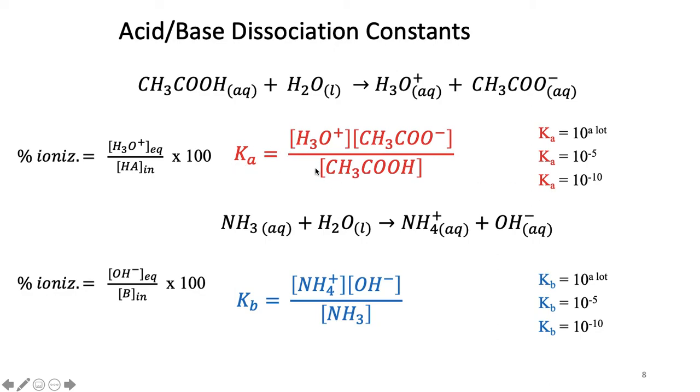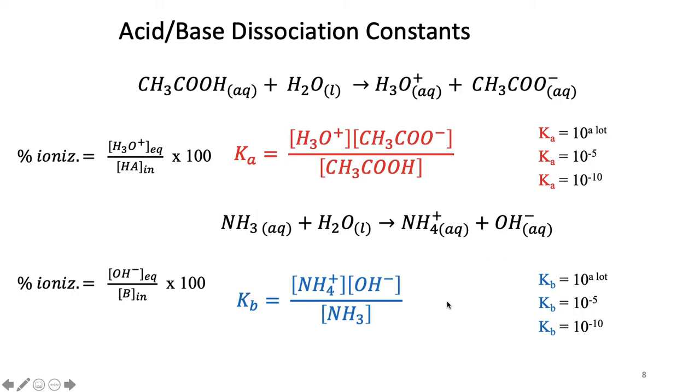And we talked about why that is. So you have a small number divided by a large number, which gives you a small Ka. That means the only way to have that is if you have much, much more reactant than you have products. Let's talk about the bases.